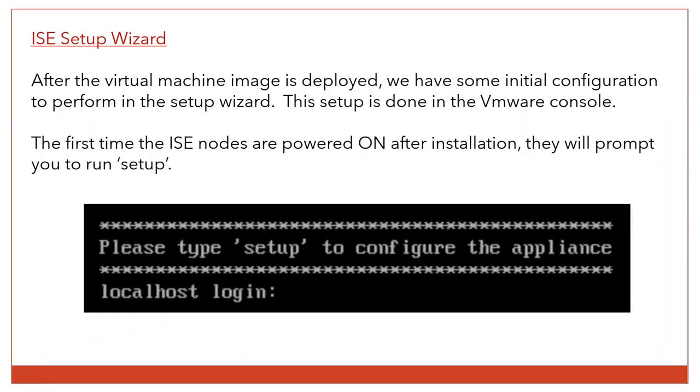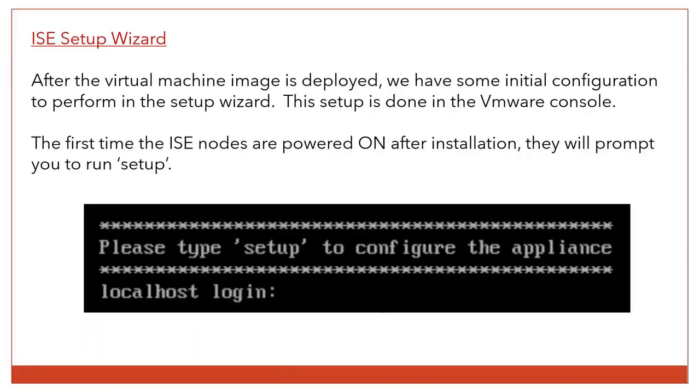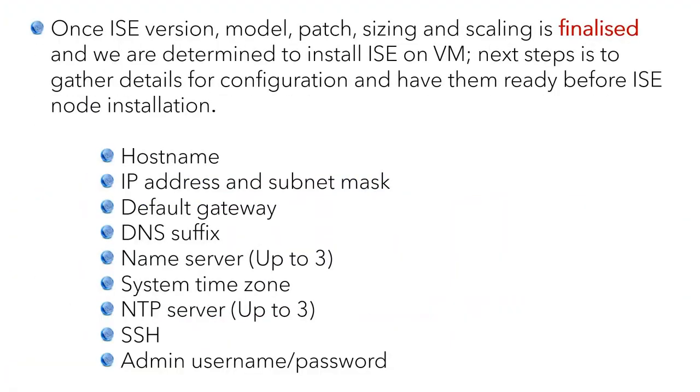Now what will happen once ISE starts installation, it will prompt you for the setup, meaning it will go to the setup mode. At this point of time, you simply have to type setup. Once you type setup, you have to give all the information that we have listed here. So we should give the host name, IP address, default gateway, etc.